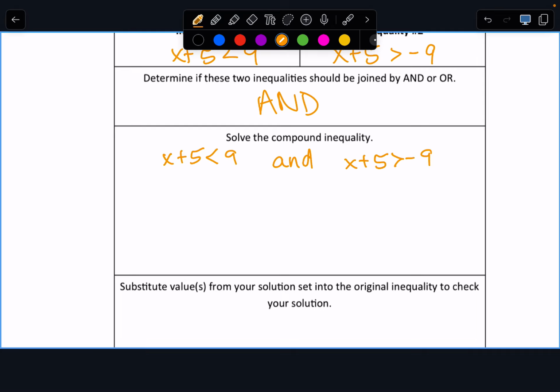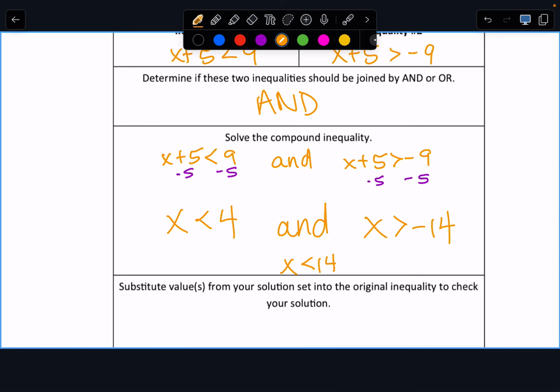In order to solve for x in each of these inequalities, what needs to be our next step? Okay, if we subtract 5 from each side, I get x is less than 4. And if I do the same here, I get x is greater than negative 14. I am fine with you leaving it like this. I'm also fine with you making it a sandwich since it's an and statement, if you can.